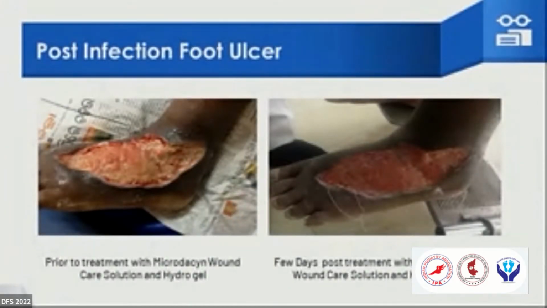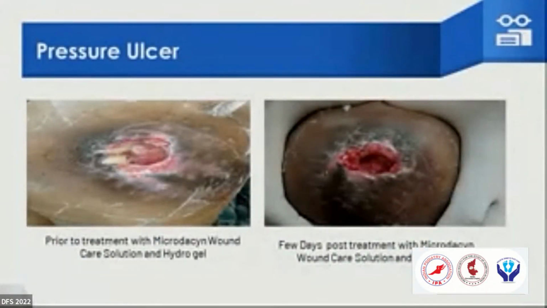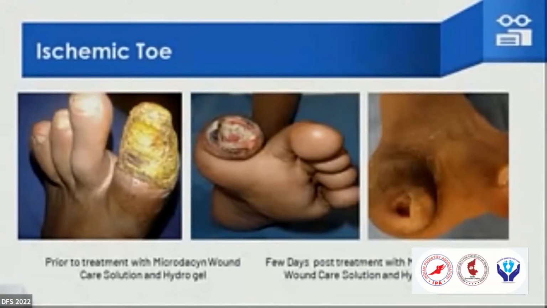This is a post-cellulitis foot ulcer. Now it is ready for graft. This is something important, particularly in rehabs and elderly people where they have bed sores. See, the initial picture shows us slough and unhealthy granulation. The later picture shows a better wound. This is again an ischemic toe.